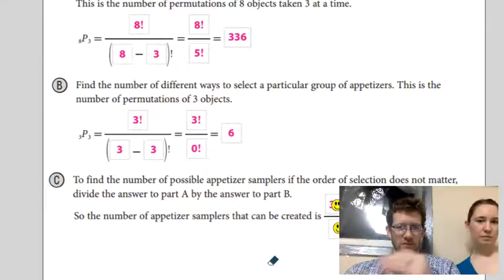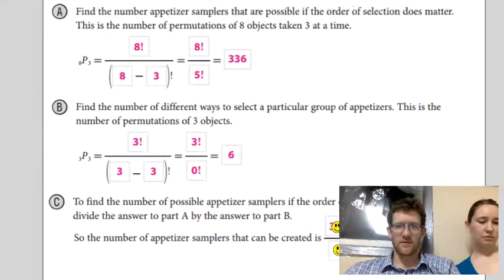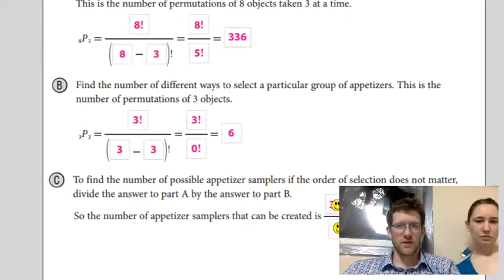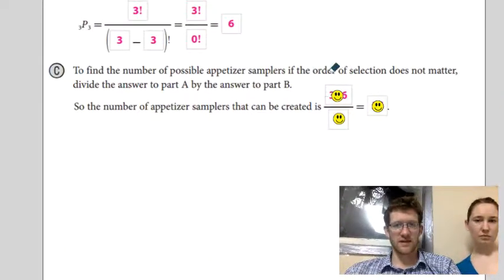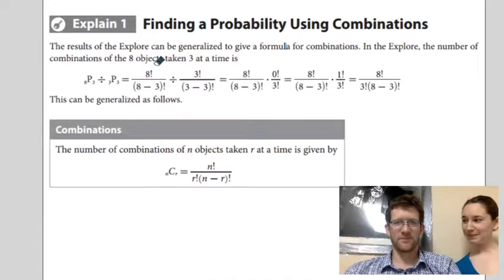Note here we're not doing a what is the probability type thing. We just need the number of possible combinations we can do here. So we take our 336, we divide it by 6, and we get? 56.